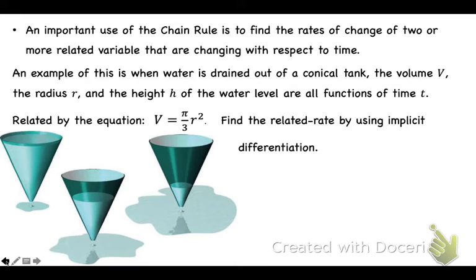So we have related rates. This is 2.6. An important use of the chain rule is to find the rate of change of two or more related variables as they change with respect to time. So an example, we have a cone-shaped tank that has water, and it's losing water over time.